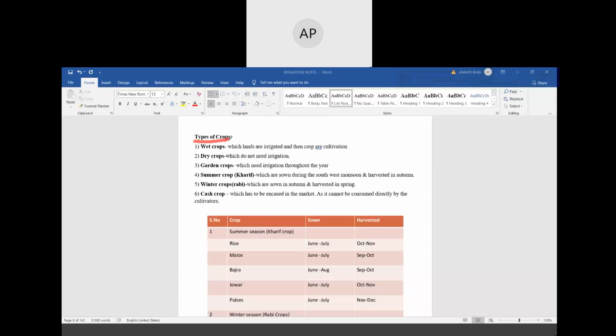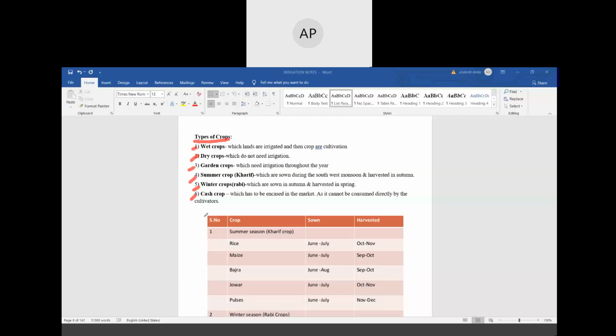So what are the different types of crops? Generally, crops are divided into wet crops. Next, number two, is dry crops. Next is garden crops, summer crops, winter crops, and cash crop. Okay. So what is wet crops?